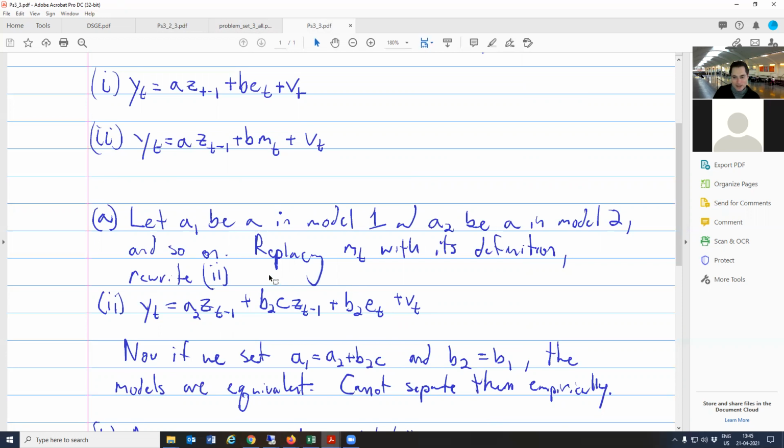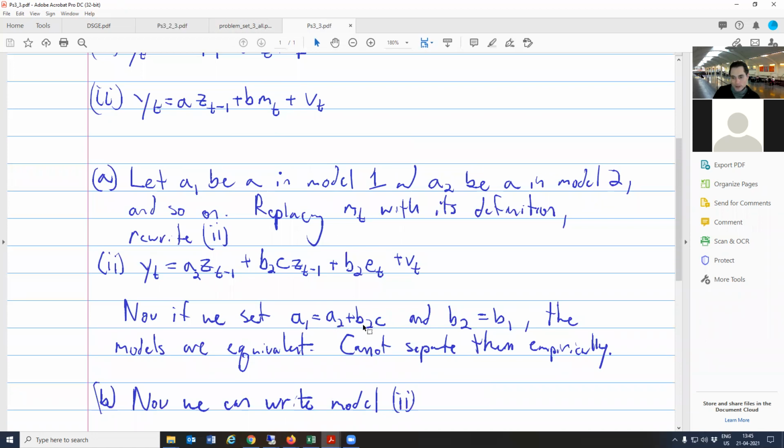Okay, and now you can just see very clearly that we've got an E up here in model I, we've got an E down here in model II, we've got a ZT minus 1 term in model I, and we've got a ZT minus 1 term in model II, we've got a VT and a VT. All we have to do is set the coefficients that multiply ZT minus 1 equal in these two models, and the coefficients that multiply ET equal in these two models. So A1 is equal to A2 plus B2C, and B2 is equal to B1. Then the models are going to be absolutely equivalent. They're going to be observationally equivalent.